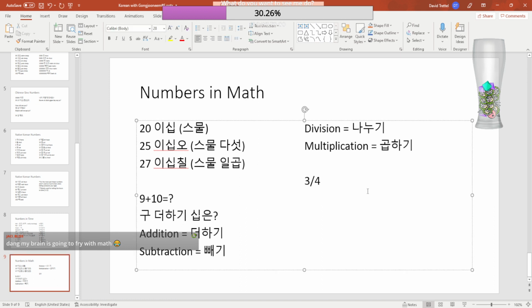Now, when we talk about fractions like this, they actually go backwards. So we start with the 4 and then we go to the 3. So this would be 4분의 3.